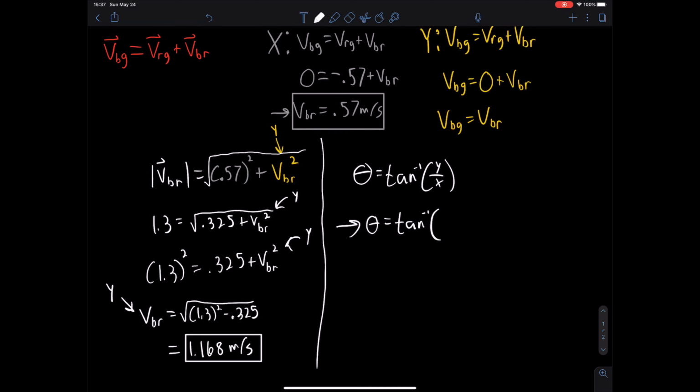Our y component we just solved for down here, that was 1.168. And our x component we know has to be the opposite of the way the river was flowing, and that was 0.57 meters per second. So 0.57. And so if we type that into a calculator, 1.168 divided by 0.57, we get about 63.99 degrees. I'm going to round that, so about 64 degrees. So this is our solution to problem A. Our direction that our boat should point relative to the horizontal is 64 degrees.